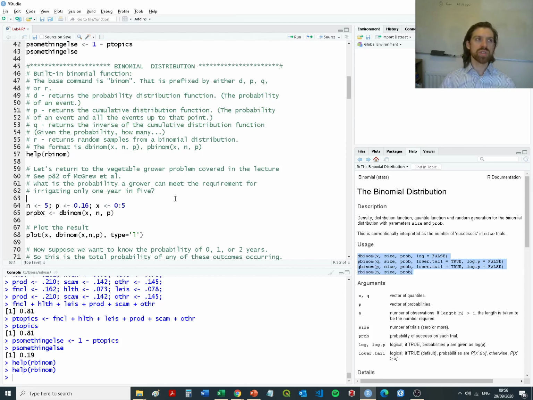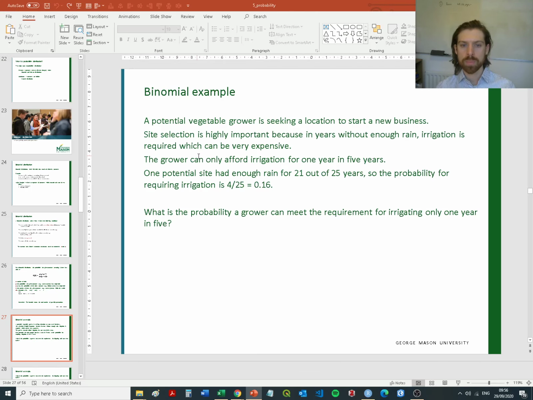Okay, so let's go to the question which we were working on before. The question is, what is the probability of a grower being able to meet the requirement for irrigating only 1 in 5 years? The site selection is important because if you're growing vegetables, the profit margins could be quite small. It depends what type of crop you're actually growing. But essentially, you need to consider how often you might need to irrigate, because you might only be able to afford it, based on the profit margin that you have, once in every 5 years.